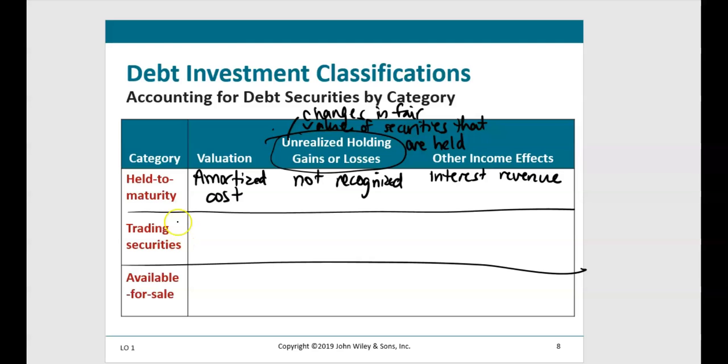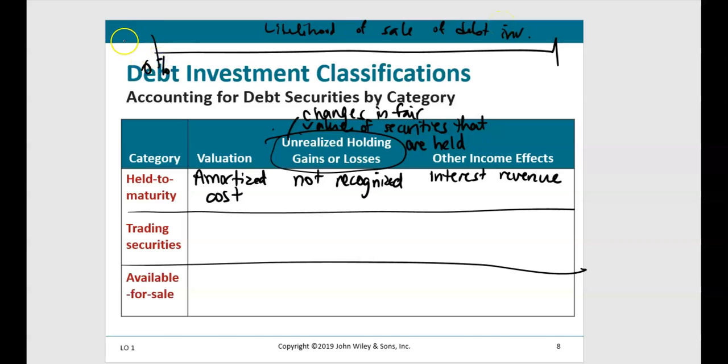How about trading securities? This is the other end of the spectrum. When you think about the likelihood of sale of the debt investments, if there is a 0% likelihood of sale, these are definitely going to be held to maturity. And if there's 100% likelihood that we're going to sell, probably within the next year, this would be considered a trading security. And the available for sale are somewhere in the middle, and it's up to management's judgment to determine exactly where they want to draw that line between available for sale versus held to maturity or trading.